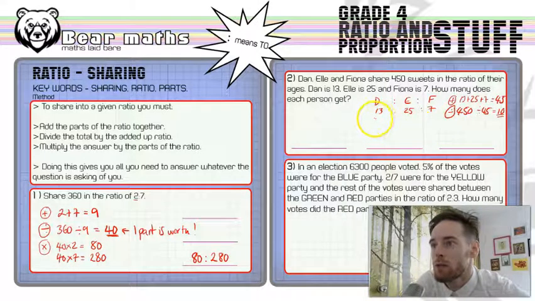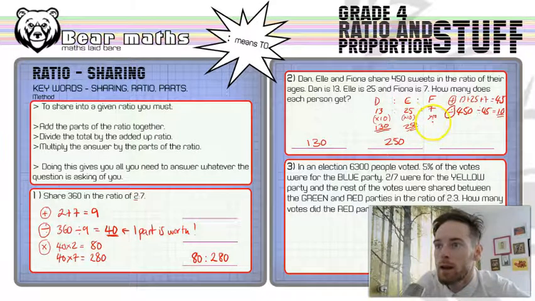So what we're going to do with each of these ratios here is multiply them. We're going to do the multiplying bit, multiply by 10. All right, and that's going to give us 130 for Dan. So he gets 130 sweets. Multiplied by 10 there, Ellie's going to get 250 sweets. And multiplied by 10 there, I'll just write it there as well. And then Fiona, she's only 7. She's going to get 70 sweets.